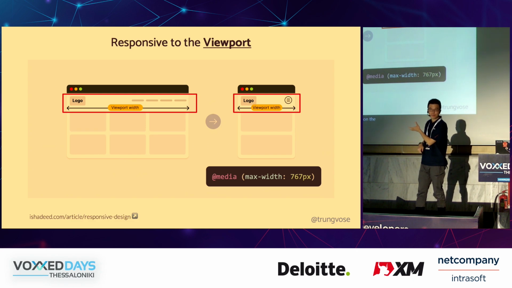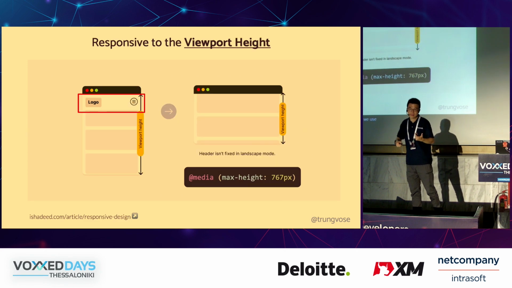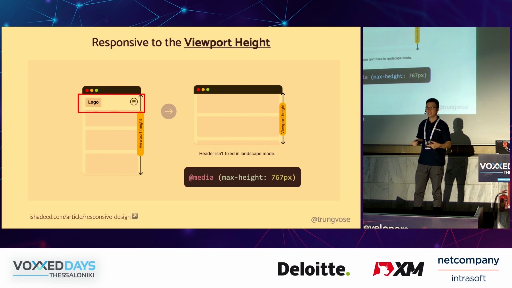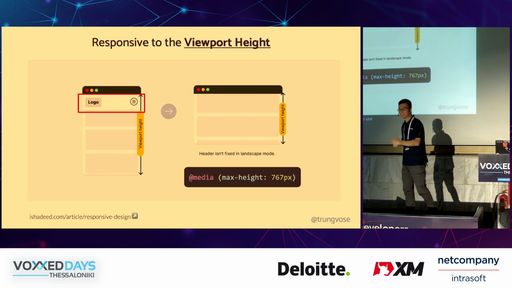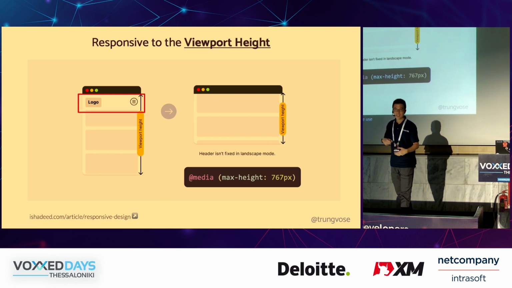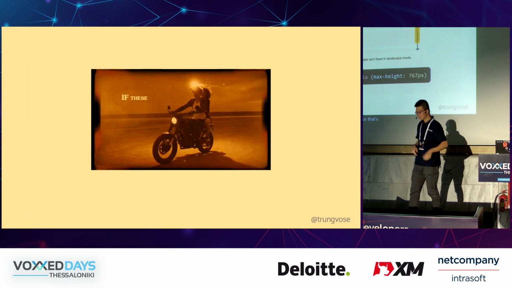In this case, we use max width. But width is the most common use case, right? You rarely see height, but height has use cases as well. In some use cases, you want to have a sticky navbar, but when the device is in landscape mode, you just don't want this fixed navbar, so that there's more content. So you can use height in this use case.